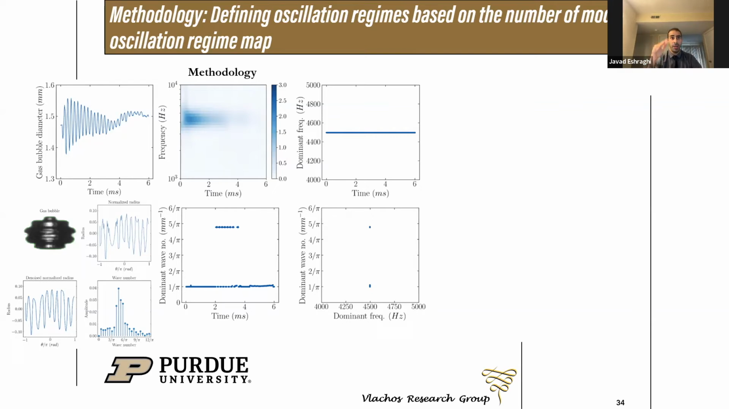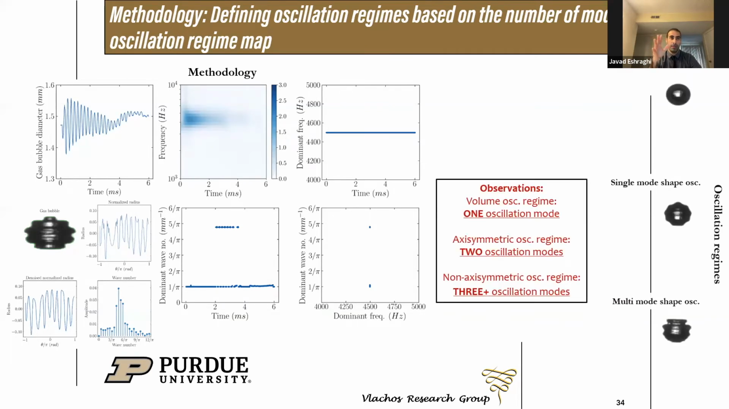Next, the time history of the dominant wave number of the air bubble boundary is obtained. And lastly, the air bubble oscillation modes are achieved by plotting the time history of the boundary wave number against the dominant frequency of size variation over time, which is the last plot, the bottom right plot. And with this, we could define that the air bubble undergoes a volume oscillation regime if we observe 1 mode. If we exactly observe 2 modes on the map, the final oscillation regime that the air bubble undergoes is single mode shape oscillation. And if the map shows multiple modes of oscillation, the bubble final oscillation regime is multi-mode shape oscillation.